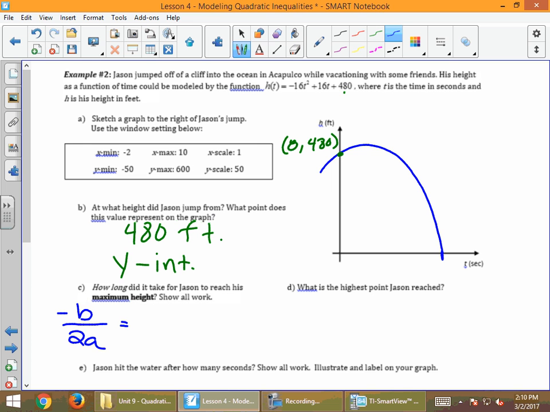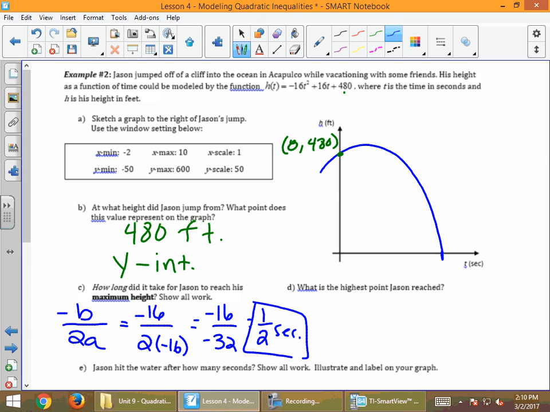So what's our b? In other words, what's our middle number? 16. There's a positive 16, so we plug it in, it's going to turn negative. 2, what's our a? Negative 16. 2 times negative 16 is negative 32. And what does negative 16 over negative 32 simplify down to? So it takes half a second for Jason to reach his maximum height.